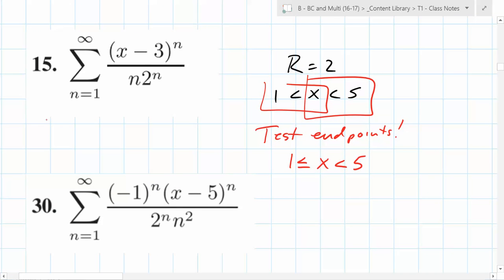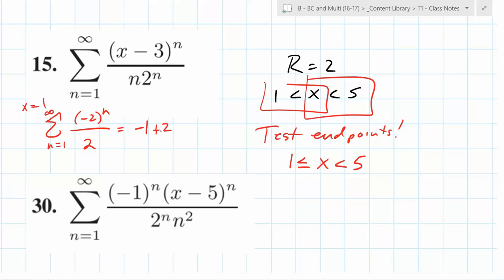Okay, let's plug in 1. What do you get? If x is equal to 1, the sum from n equals 1 to infinity, you end up with negative 2 to the n over 2, like that. Is that correct? So what are the first few terms of that? Plug in 1, what do you get? Negative 1. Plug in 2, what do you get? Oh, it's 2 to the n. Yeah, sorry. I dropped all those n's there.